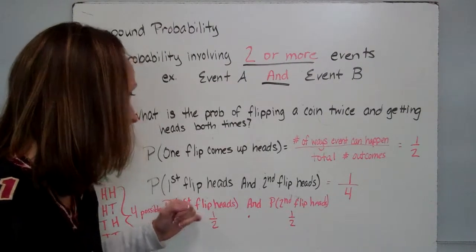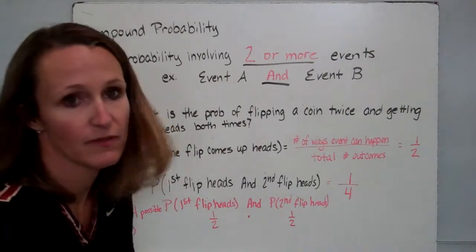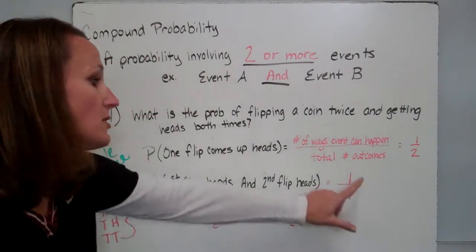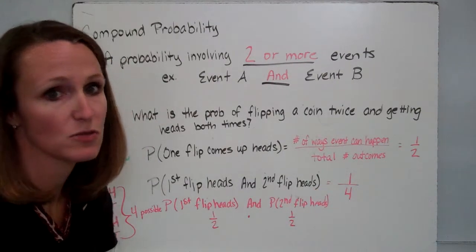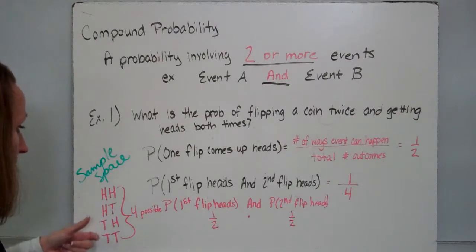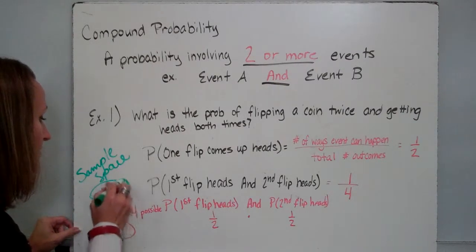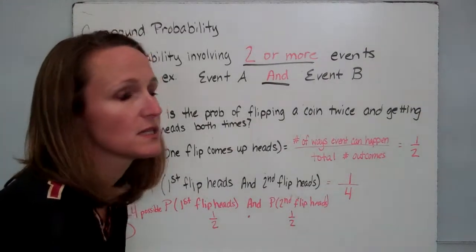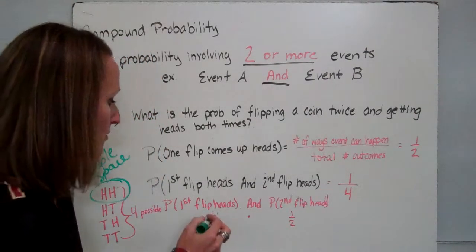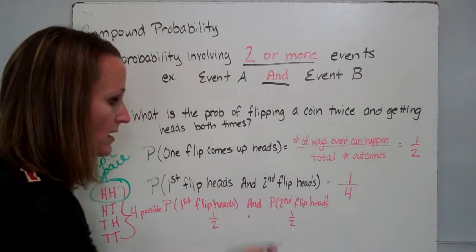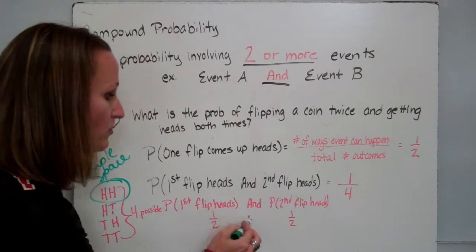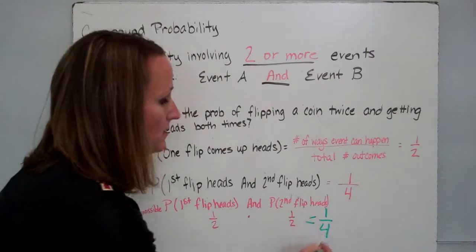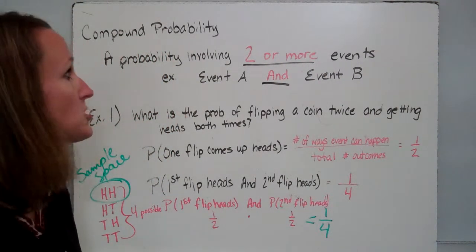So, first flip coming up heads is going to be 1/2, and the second flip coming up heads is going to be 1/2. In other words, there's a 1 in 4 chance that we get two heads. We saw that over here in our sample space. Only 1 out of 4 of these came up two heads. So that gave us our 1 in 4 chance. If you notice, we had a 1/2 chance here and a 1/2 chance here. I could have multiplied these two and seen that we had a 1/4 chance.